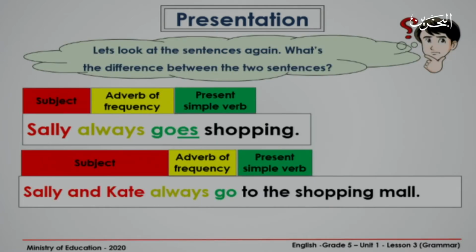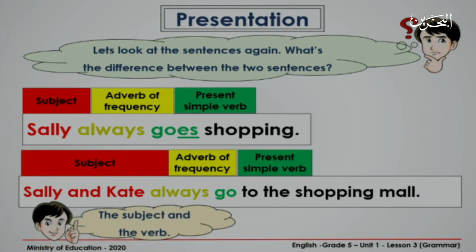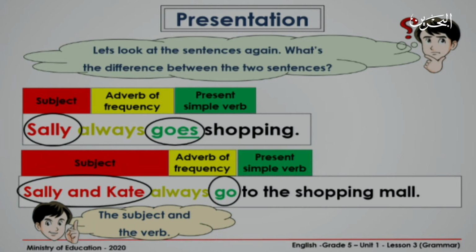Now let's have a look at these sentences again. I want you to focus. What are the differences? What's different between this sentence and this sentence? Take a moment and think. What do you think? Yes, the subject and the verb are different. Let's have a look at the subjects. In the first sentence, we have only Sally. In the second sentence, the subject is Sally and Kate. We have two persons. And let's look at the verb. In the first sentence, we added an S to the end of the verb. But in the other sentence, we didn't add anything to the verb.